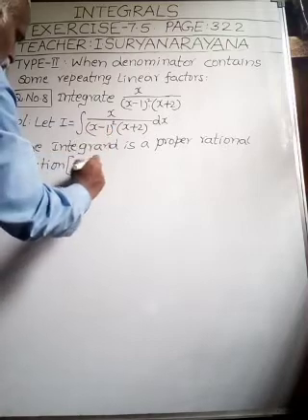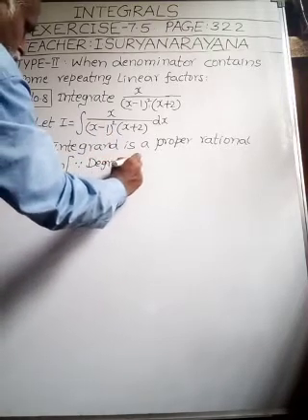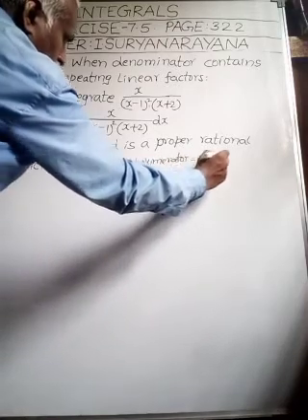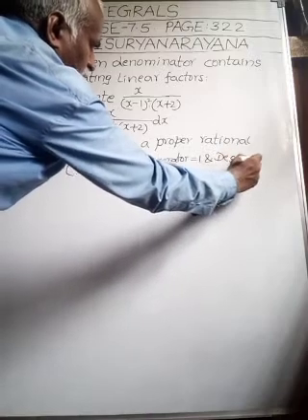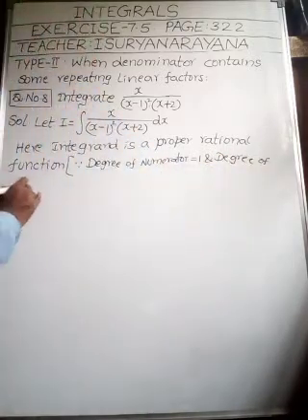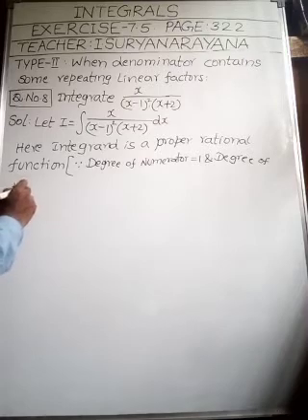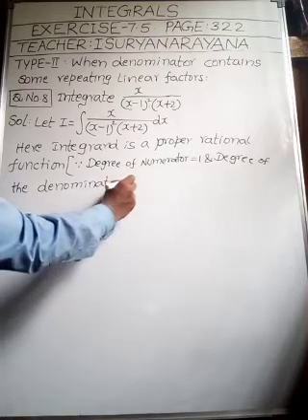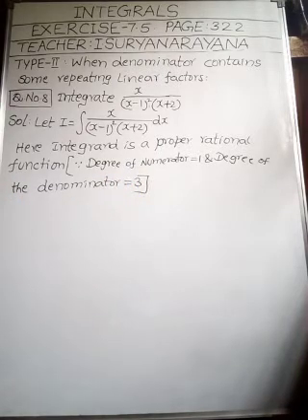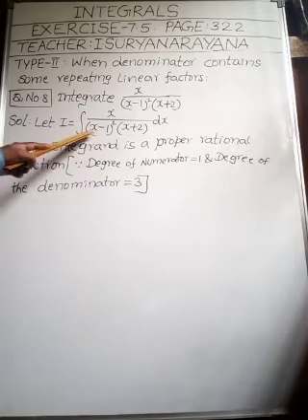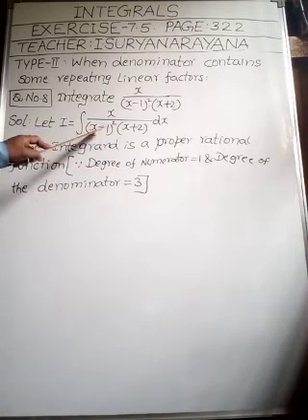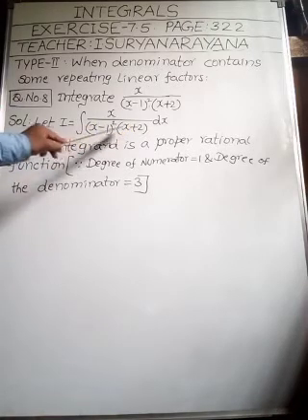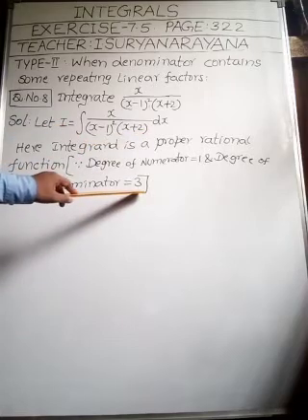Because the degree of the numerator is 1 and the degree of the denominator is equal to 3, because here we get x square. Isn't it, my children? If you expand this expression, what do you get? X square into x. What will you get? X cube. So the highest power of x in the denominator is 3. Okay, my children, not 2.